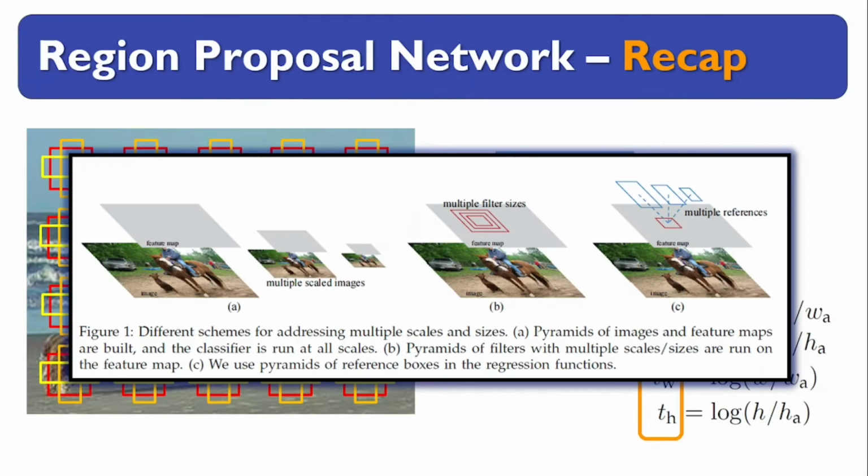The concept of anchor boxes is a novel concept introduced in the Faster-RCNN paper, which directly allows us to obtain multi-scale boxes. Previously, people were using different schemes for addressing multiple scales and sizes. For example, pyramids of images and feature maps or pyramids of filters with multiple scales and sizes were used, which were very computationally expensive. But anchor boxes directly allow us to obtain multi-scale boxes without much computation. So it was a very novel technique which was introduced in this paper.